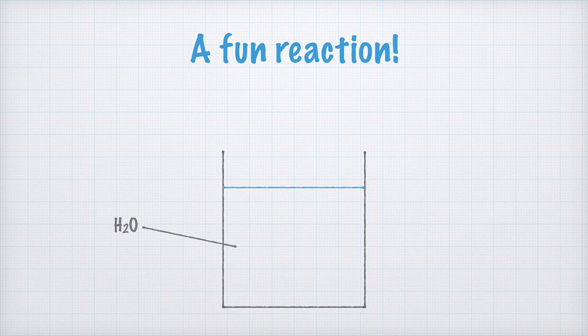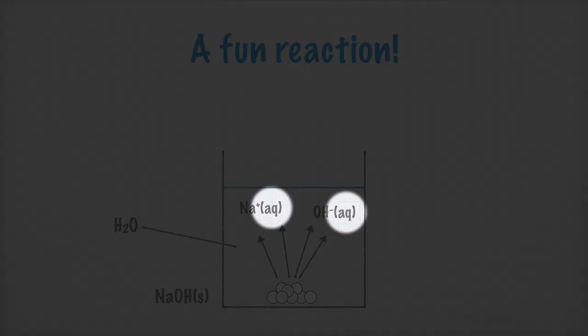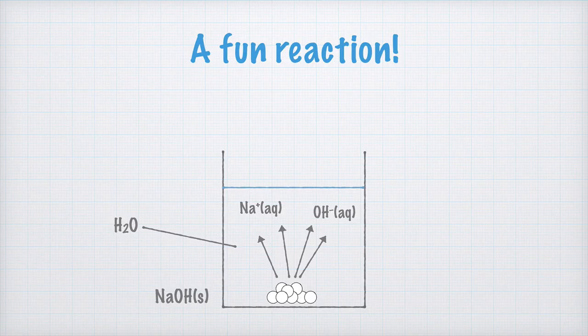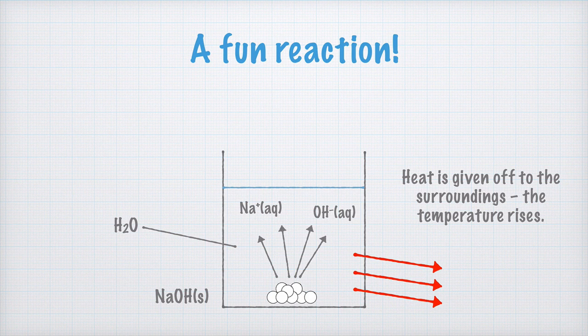In the first one, I have a beaker with water and you draw this too. To this water, we add some solid sodium hydroxide, which looks somewhat like this. When the sodium hydroxide dissolves in water, sodium ions and hydroxide ions go out in the solution. This is why we write them with AQ like this. Now, what happens when the sodium hydroxide is dissolved in water is that a fair amount of energy is released. Heat is given off to the surrounding water and the temperature rises. You can feel it by simply holding the beaker in your hand.